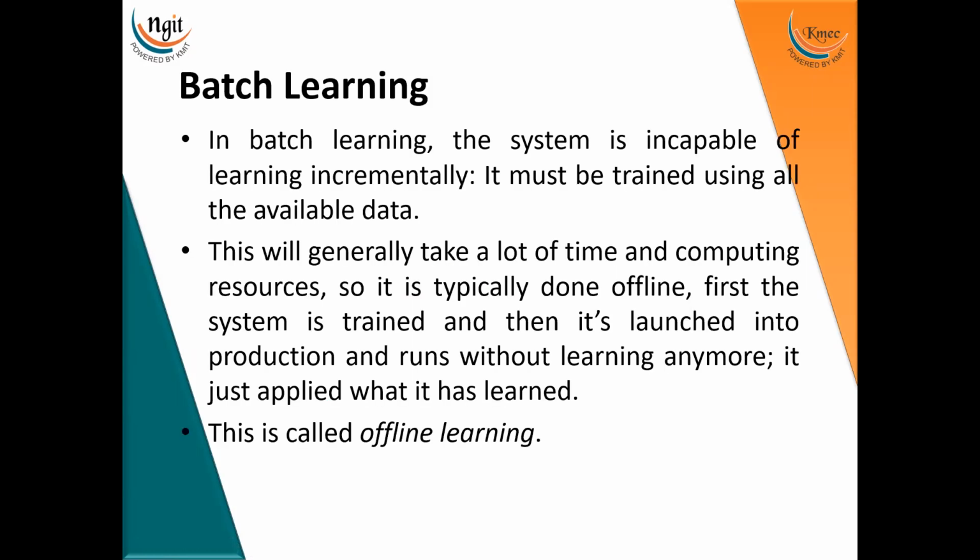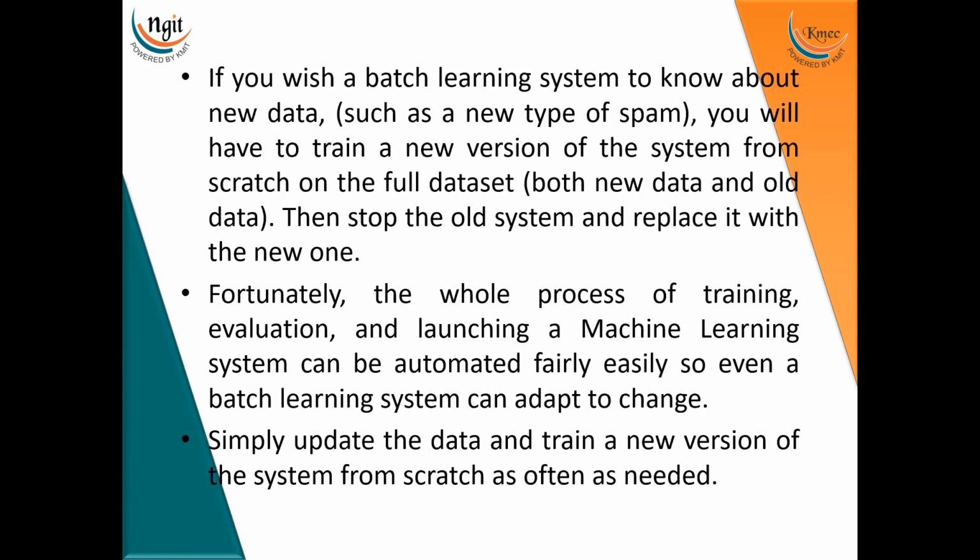In batch learning, the system is incapable of learning incrementally. That is, it must be trained using all the available data. Generally, this takes a lot of time and computing resources, and why? Because it is typically done offline. First the system is trained, then it is launched into production and runs without learning anymore. It just applies what it learned. This is called offline learning. Batch learning is also called offline learning.